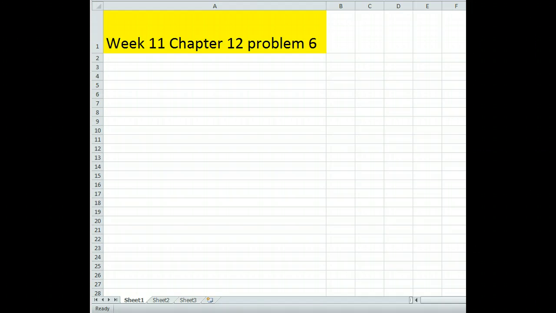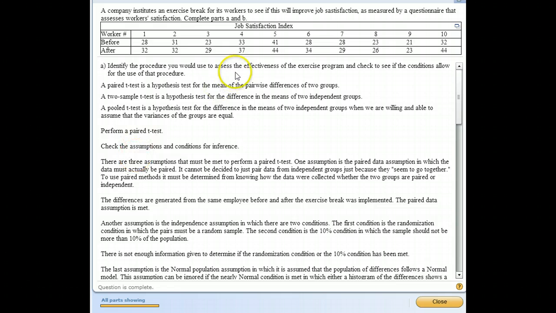This is problem 6 in chapter 12, and the problem states that a company institutes an exercise break for its workers to see if it will improve job satisfaction as measured by a questionnaire that assesses worker satisfaction. And we have two parts to complete. The first part is asking us to identify the procedure you would use to assess the effectiveness of the exercise program and to check if the conditions allowed for the use of that procedure.